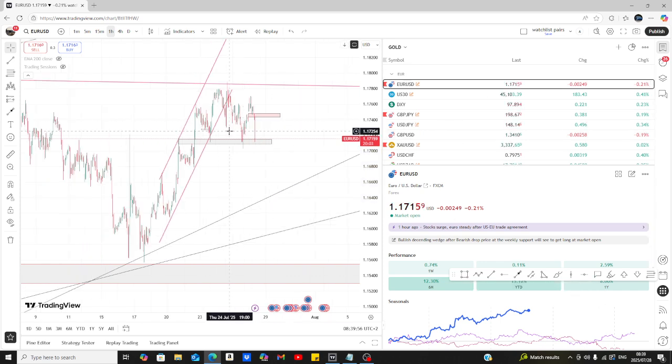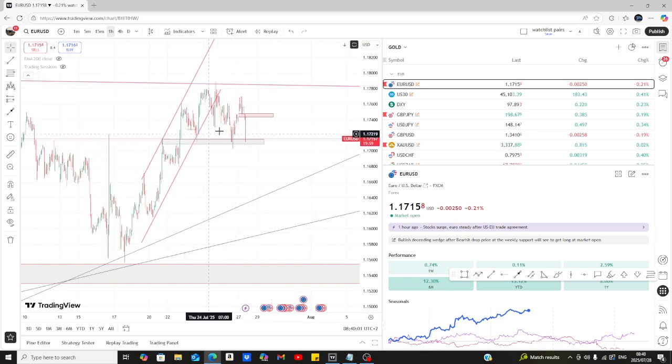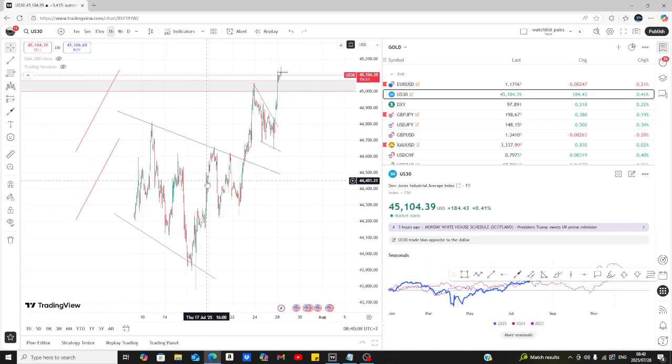So with that in mind, there's not really much for us to analyze here. I think it's very clear that Euro USD is going to probably sell this week. The interesting one is US 30.